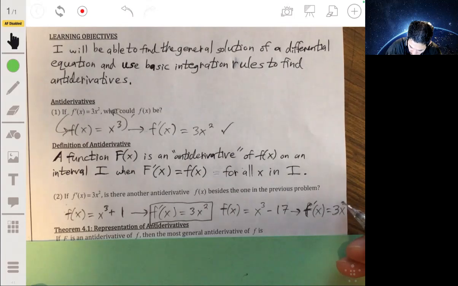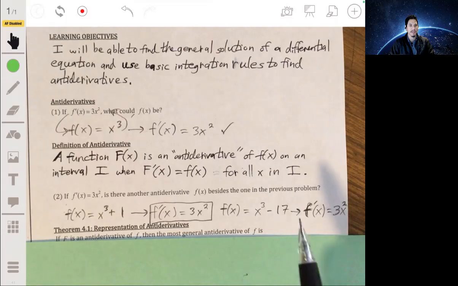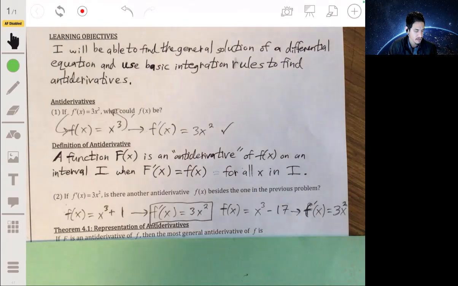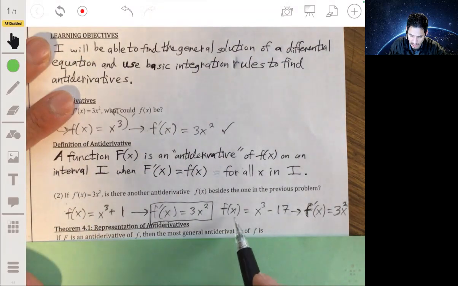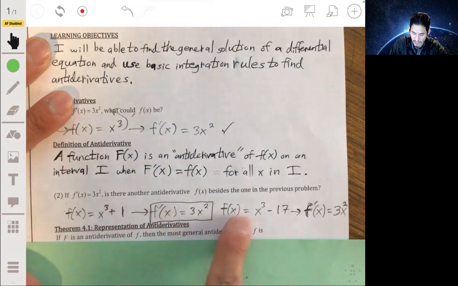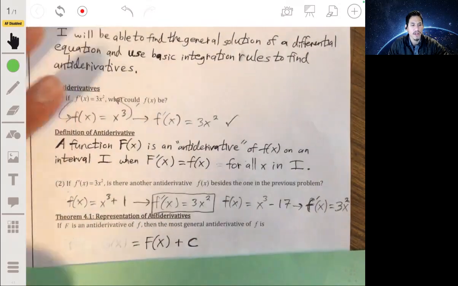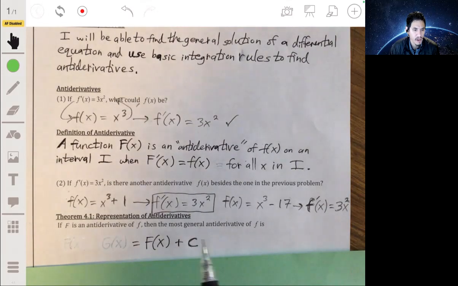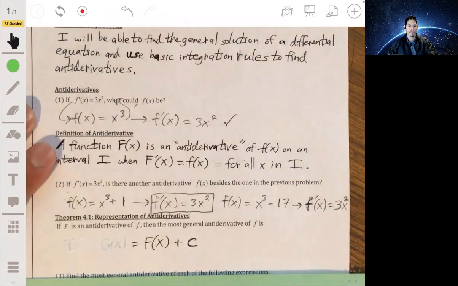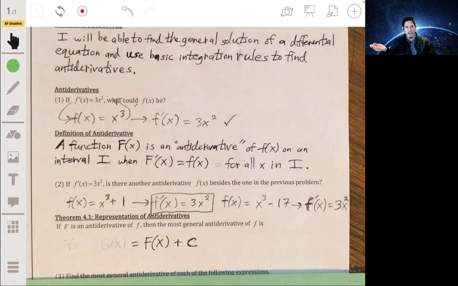You may have gotten something different, but what you probably caught on to is that you can simply add any constant to x cubed and we would still get the same derivative of 3x squared, because the derivative of a constant is just zero. So it doesn't really affect the answer. So there's an infinite number of possible antiderivatives. We can't just name them f of x, because f of x has to represent something specific. So we have a different form to represent the general antiderivative of f, which will be capital F of x plus C, where this constant represents any real number. It could be negative or positive, doesn't matter.